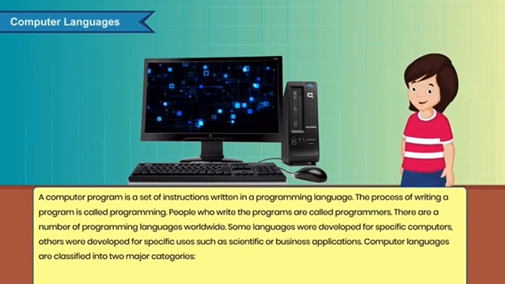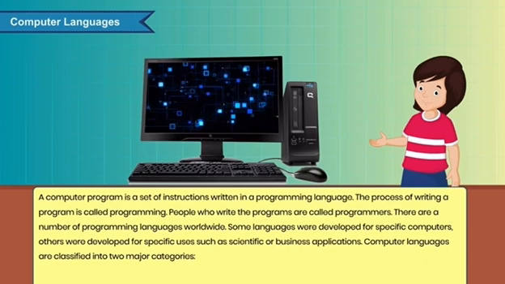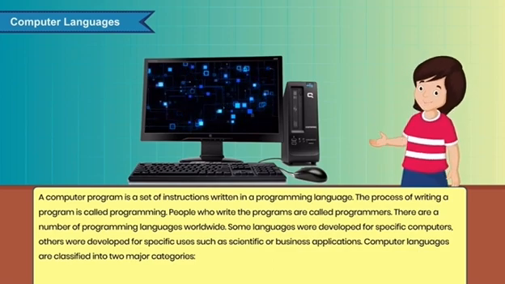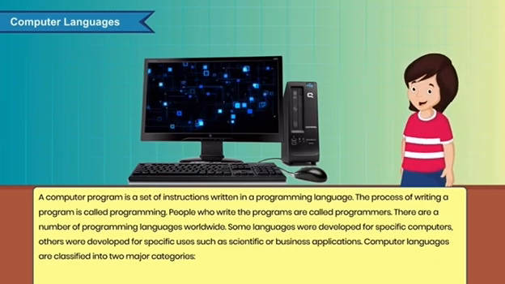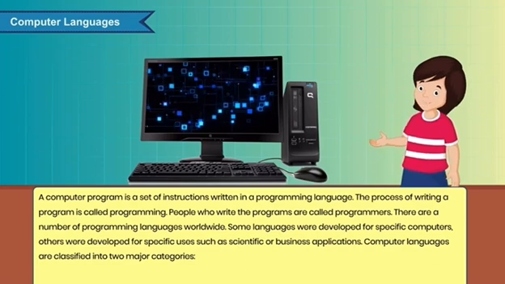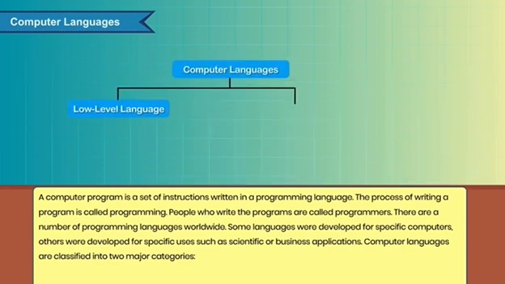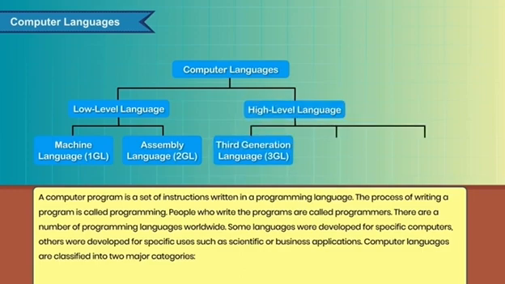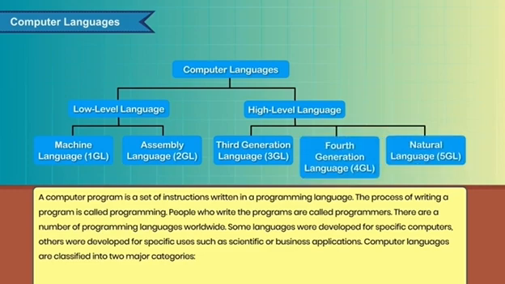There are a number of programming languages worldwide. Some languages were developed for specific computers. Others were developed for specific uses such as scientific or business applications. Computer languages are classified into two major categories. Low-level language, which is the machine language 1GL or assembly language 2GL. High-level language, which consists of third-generation language 3GL, fourth-generation language 4GL, and natural language 5GL.